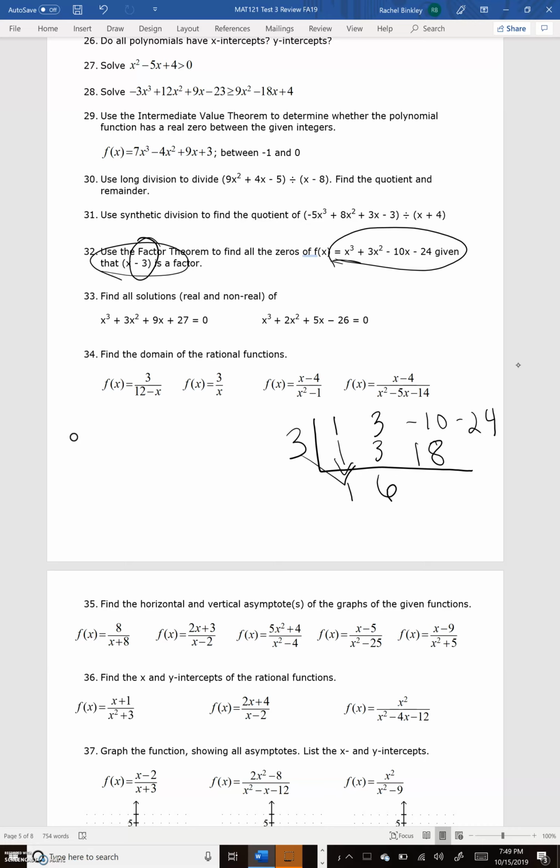What happens when we add this 8? 3 times 8 is 24. We add this together, we get 0, which means we have no remainder. What does this mean? This means that this is x squared plus 6x plus 8 is what happens when we divide.